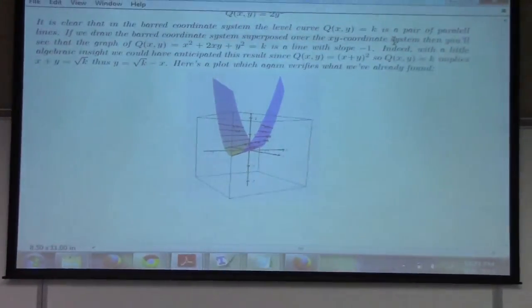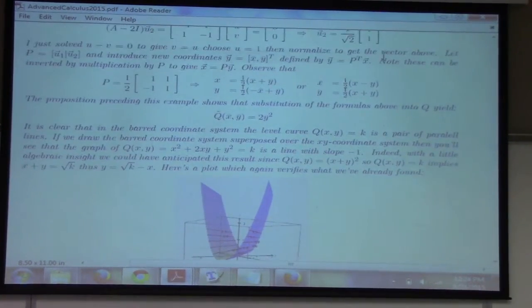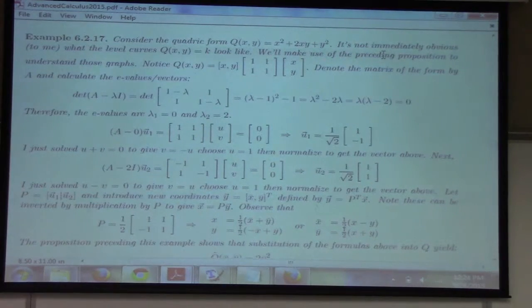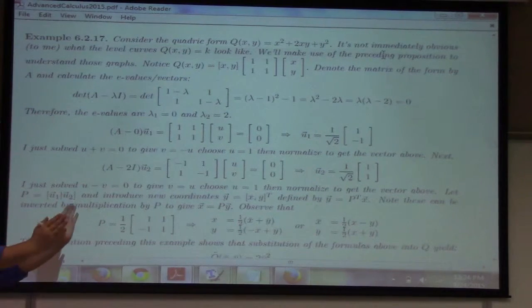So what I have here, guys, is just some pictures. Here's a picture of the quadratic form x squared plus 2xy plus y squared. If you think about it, it's really just (x plus y) squared. So what that means is if you use x plus y as a coordinate, this is like coordinate squared equals z. So it's just a parabolic cylinder.